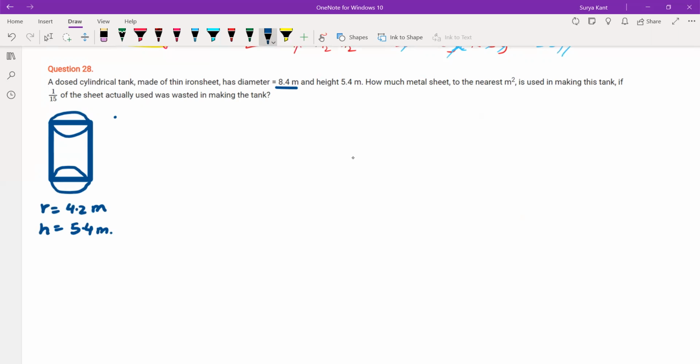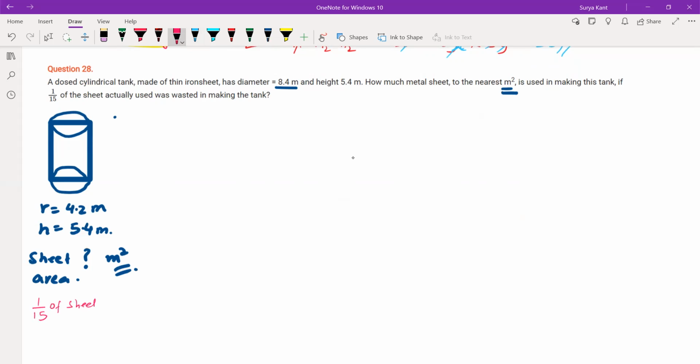How much metal sheet, to the nearest meter square, is used in making this tank? Means how much sheet is required to make this? Means we should find what, the area of it, right? In meter square. See, nearest meter square means what you have to find? How much area is required to make this cylindrical tank, if one condition is there: if 1/15 of the sheet actually used was wasted in making the tank. One condition they have given, 1/15 of the sheet.